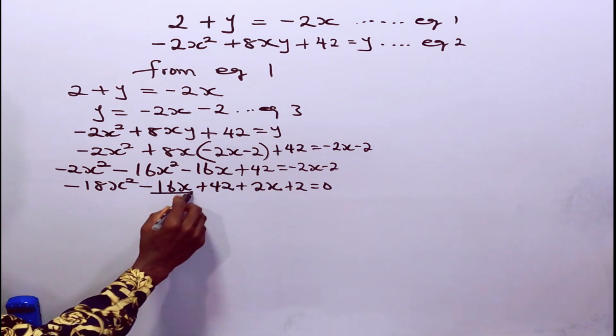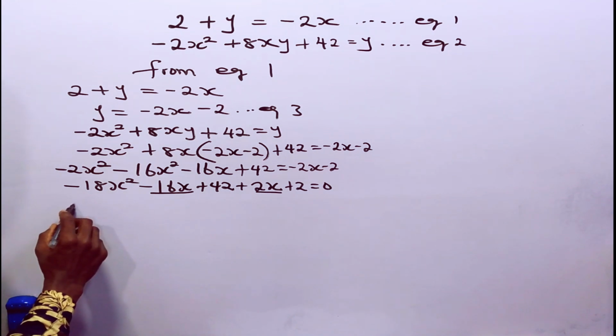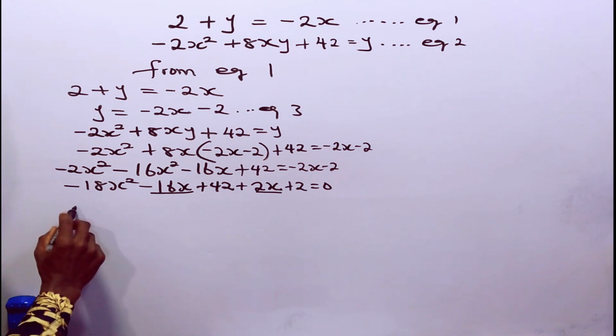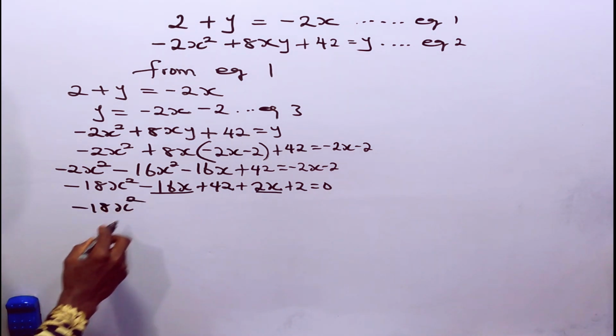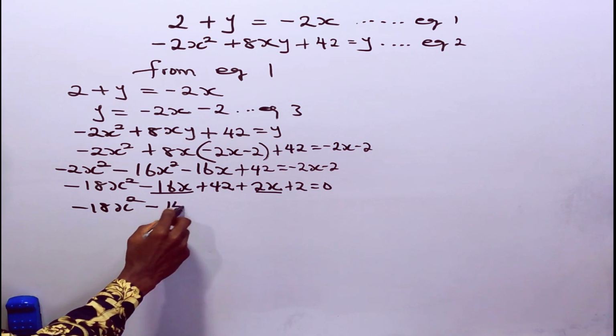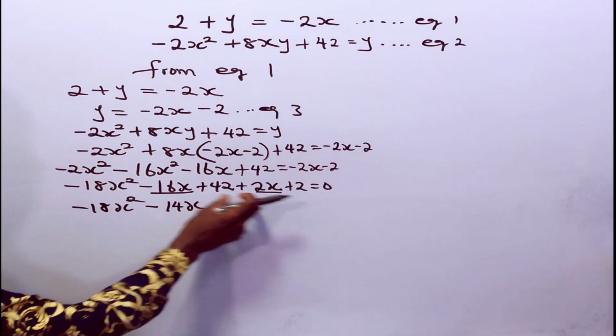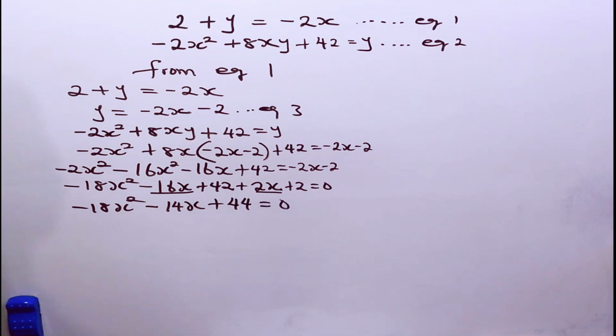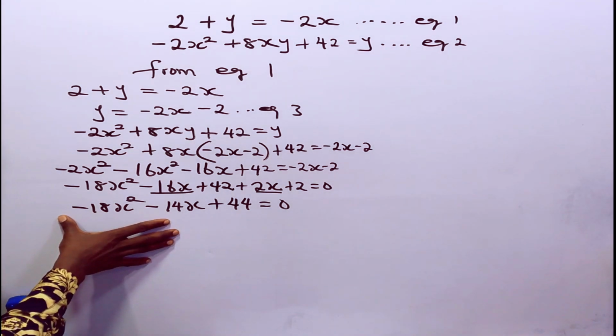So that negative 16x plus 2x will be negative 14x, whereas negative 18x squared should remain the same. Then negative 14x, plus 42 plus 2 is positive 44, equals 0. Now from here we've resolved and we've gotten our answer in a quadratic equation. Here we are now having a quadratic equation.